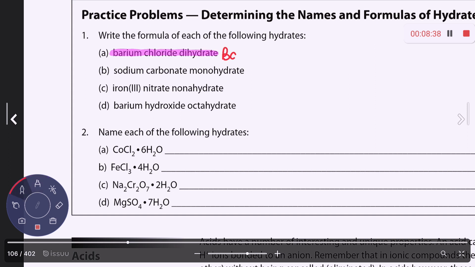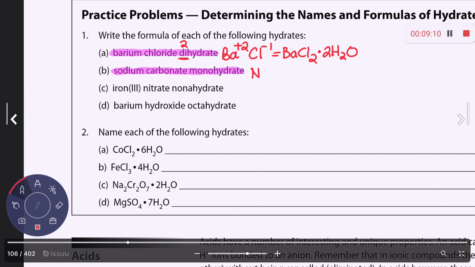So barium is Ba plus 2. Chloride is Cl minus 1. So the chemical formula here would be BaCl2. And then this dihydrate means there are two waters attached. So you put a little dot that looks like a little multiplication symbol. And then after it, you would write 2H2O. Done. Okay.